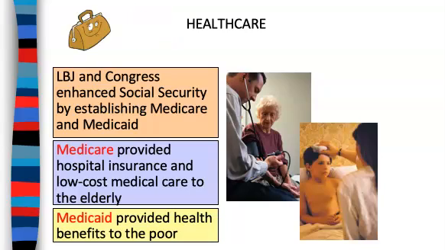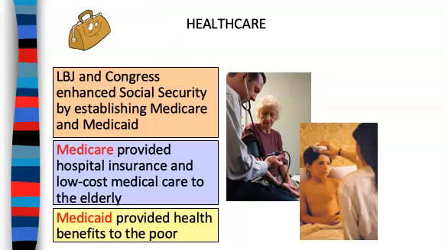LBJ and Congress are going to enhance Social Security by establishing Medicare and Medicaid during this particular time. Now, what Medicare does is it provides hospital insurance and low-cost medical care to the elderly, and Medicaid provides health care to the poor. So the way that I've always thought about how you tell the difference between them is you care for the elderly, you aid the poor. So Medicare for the elderly, Medicaid for the poor.